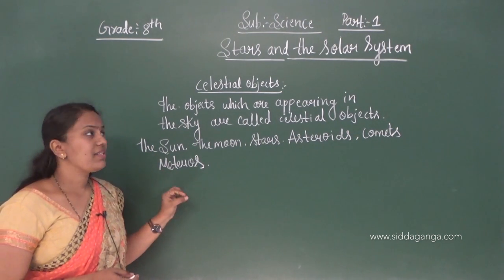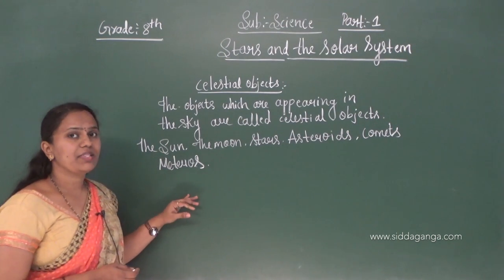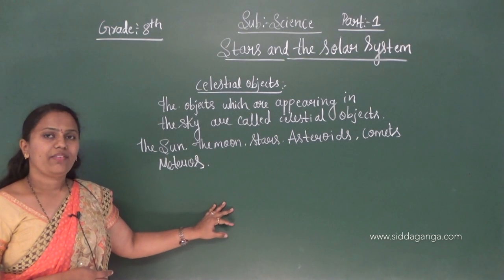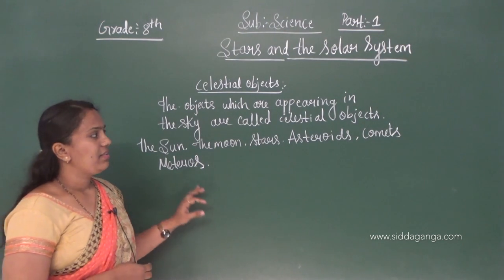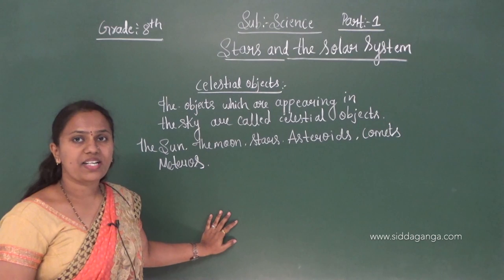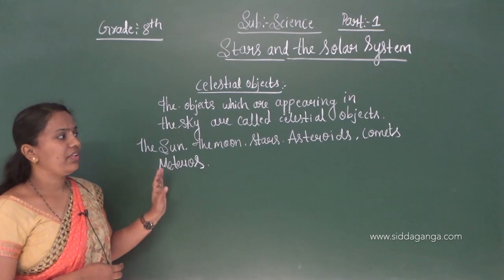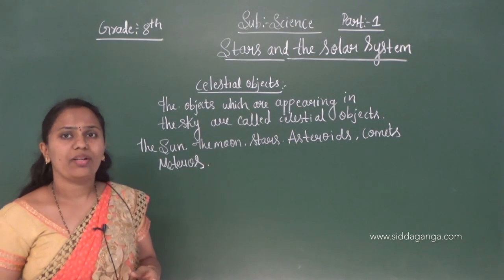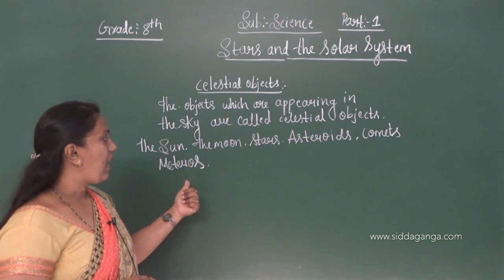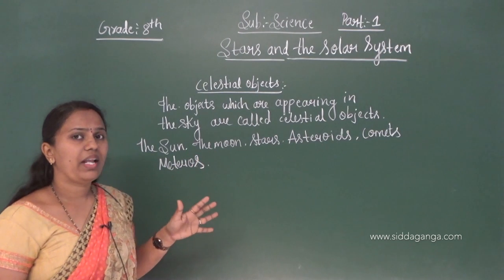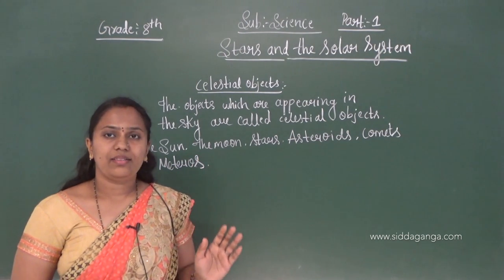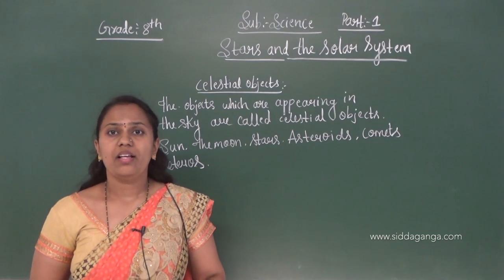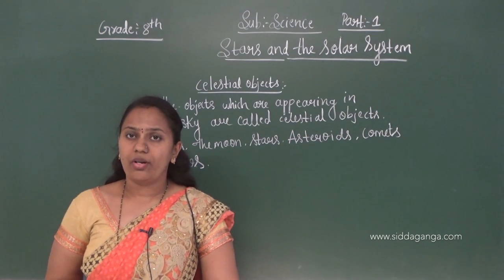Okay, then what is the study of the celestial objects? Means we want to know about these celestial objects. So that we call astronomy. The study of the celestial objects and related to their phenomena, means related to those galaxies, comets, like this. Not only for the stars and moon, like that. So the study of all the celestial objects and related to their phenomena are called as astronomy.